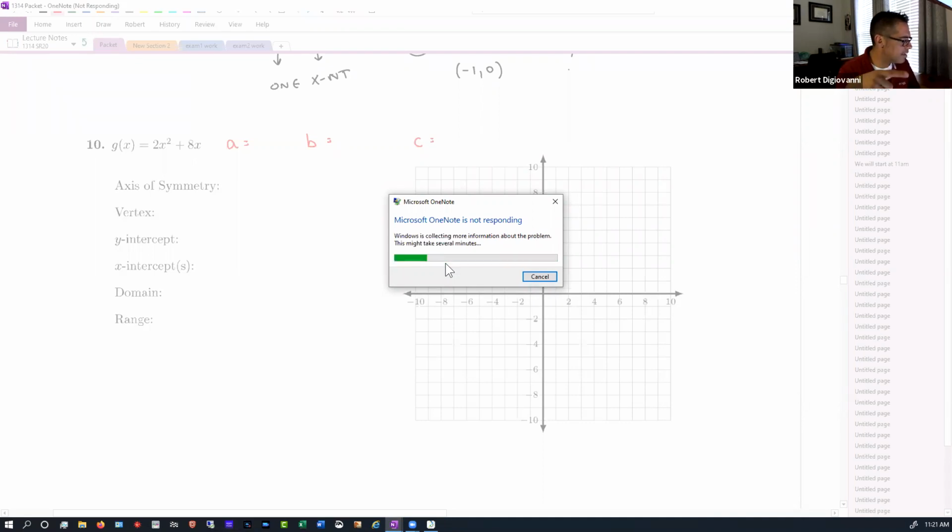So A is going to be 2, B is going to be 8, and C is going to be 0 because there is no number by itself.